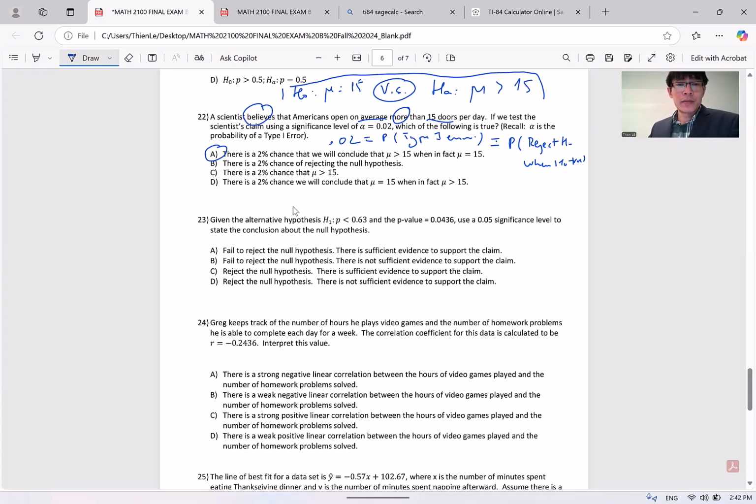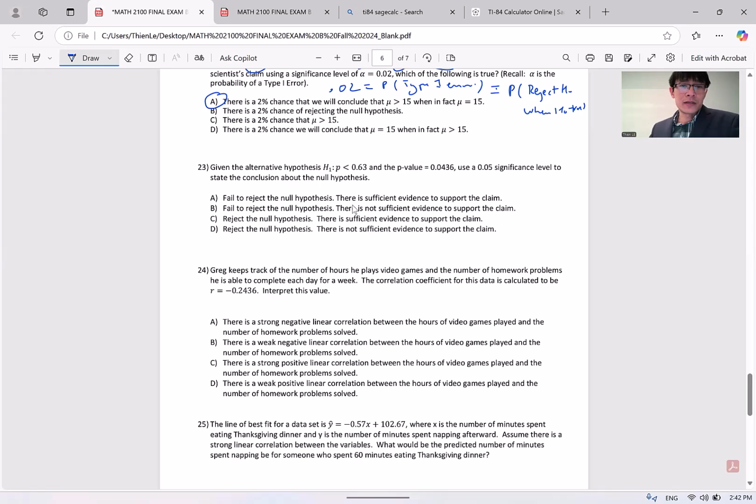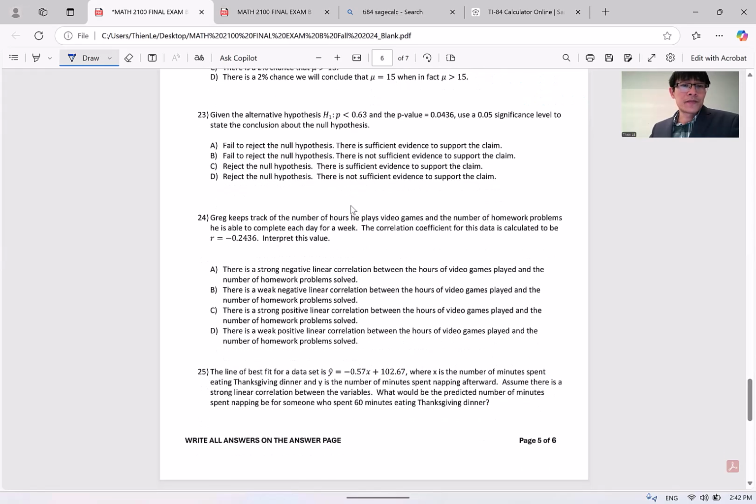I saw a lot of you make a mistake in test 4 by choosing the option D. We had a similar problem in test 4, right? If you recall, you should be able to notice that given the alternative H1, the sign is less than, so you should know that this is a left tail test, right? Left tail.